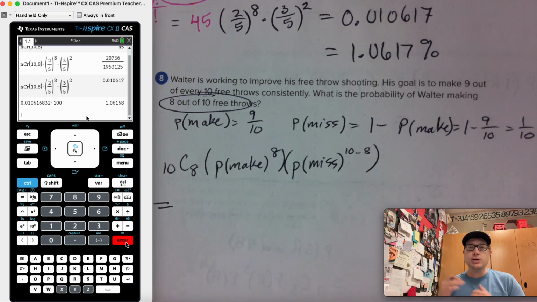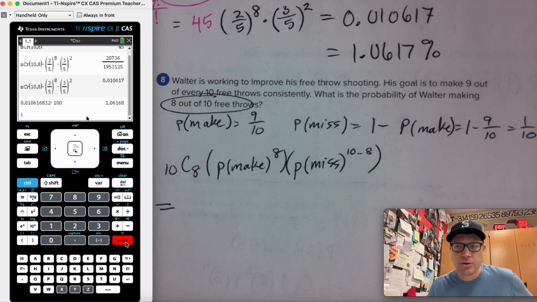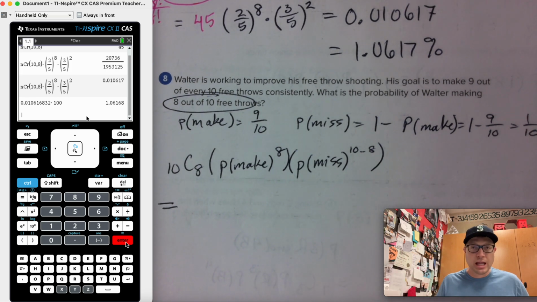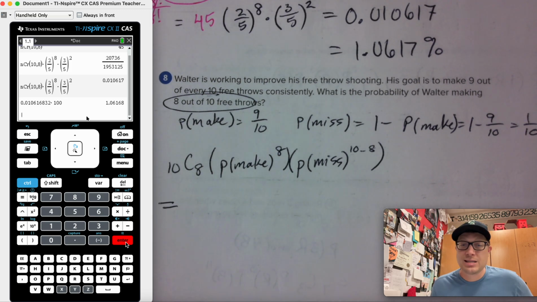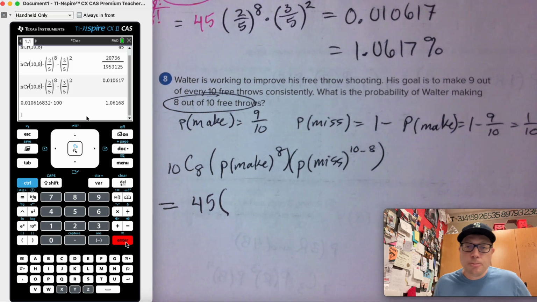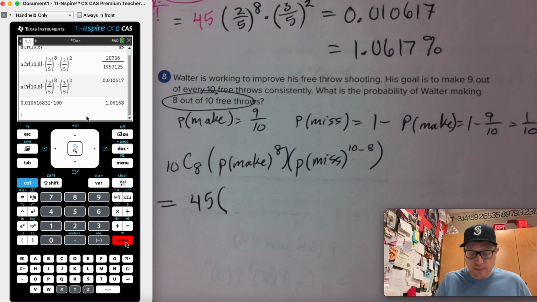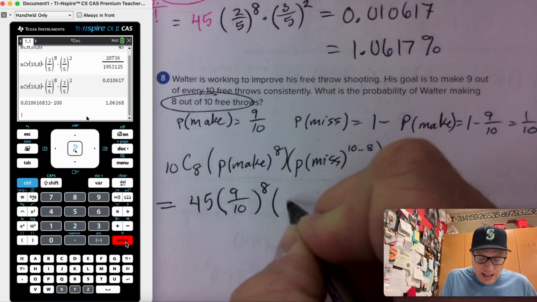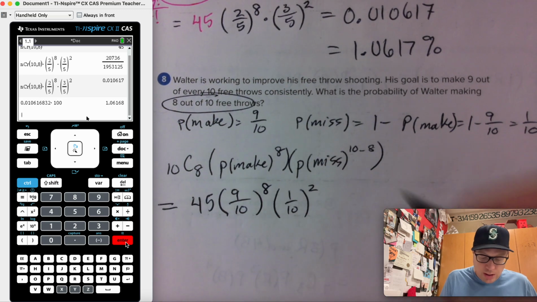Okay, so now his goal is to make 9 out of every 10 free throws consistently. And if he's able to achieve that, shooting 90%, then what's the probability that he's going to make 8 out of 10 free throws at a random time, like in a game, getting ready to go to the line and earn some points for the team? It's still 10 choose 8, which is 45, but now the probability of a make has changed from 2/5 to 9/10, and missing is 1/10.